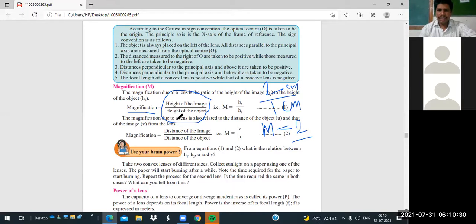This magnification due to a lens is related to the distance of the object. We have already seen these things in 9th standard. The distance of the object we take as the initial distance, u, and the image distance is v, and then we get the second formula: m is equal to v upon u. v is the distance of the image, and u is the distance of the object. Got it? Very simple.